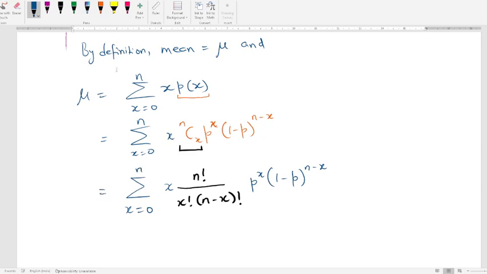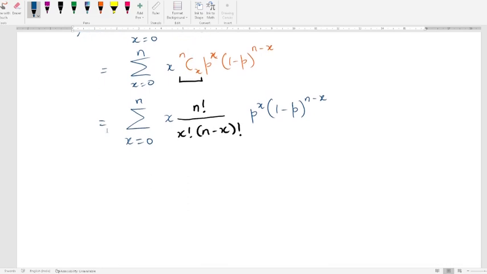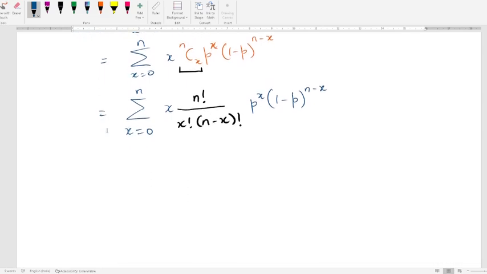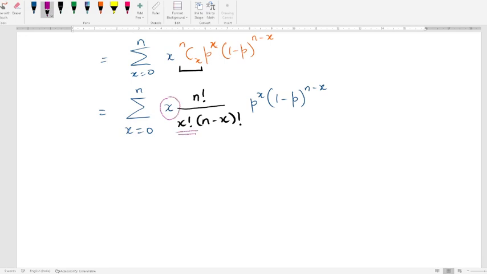We have essentially rewritten it, but instead of nCx, we have used the expansion of nCx. Now we notice that there is an x here, which is hanging out there, and we have got an x factorial. So it would be nice if we could write this x factorial as x times (x minus 1) factorial. And the rest of the things we'll write as they are.